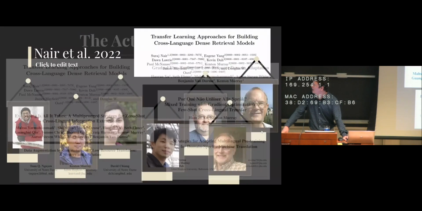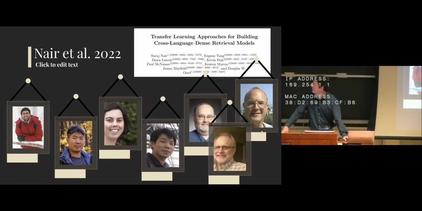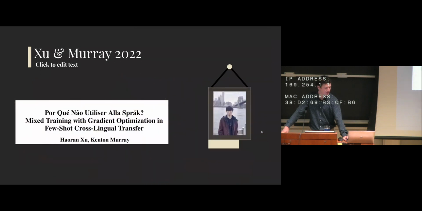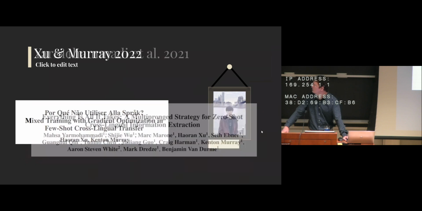So the first one is this ColBERT-X. Here are all the co-authors on this paper, and I especially want to highlight Suraj and Eugene, the two left pictures here, who did a lot of the experiments for this. This one is the stochastic gradient surgery, and this one is work that Howard was doing.